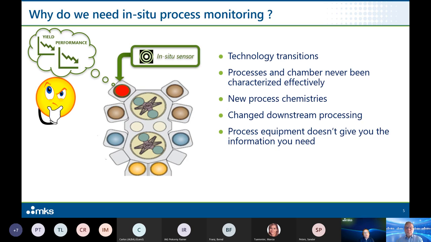Why do we need process monitoring? There are a couple of things driving that. First of all, typically you have a problem in your chamber and you want to discover what's going on. You want to detect the problem. You want to monitor the process, and this is driven due to technology transitions, due to the effects that processes or chambers have never been characterized correctly or effectively. You may use new process chemistries. You may have changes in what we call downstream processing, meaning your product is being processed before in other processes and there's something changed there and now it's having an impact to your process. Or the process equipment doesn't give you the information that you need to analyze your process and the efficiency of the process. So this is basically some fundamentals about process monitoring.